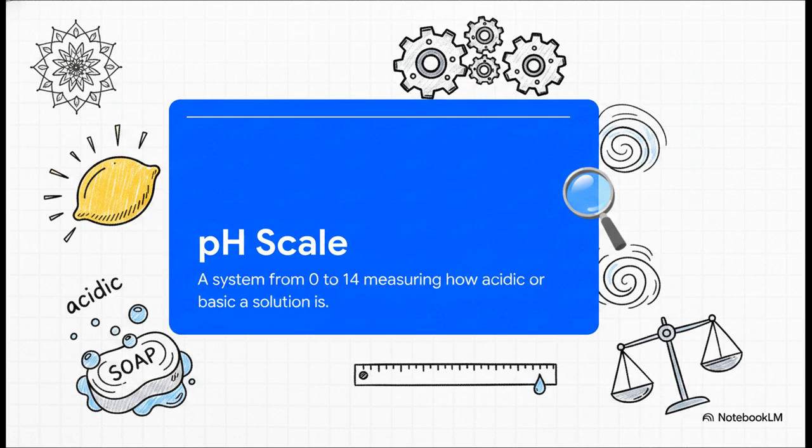Is it sharp and sour, like a lemon? That's acidic. Is it kind of slippery and bitter, like a bar of soap? Well, that's basic. Or is it perfectly balanced? This 0 to 14 scale gives us the precise language we need to describe that personality.